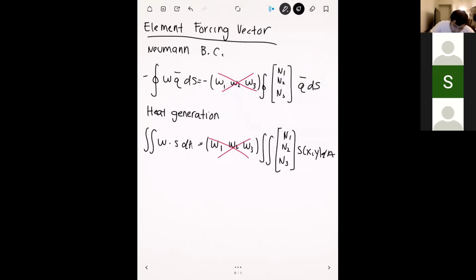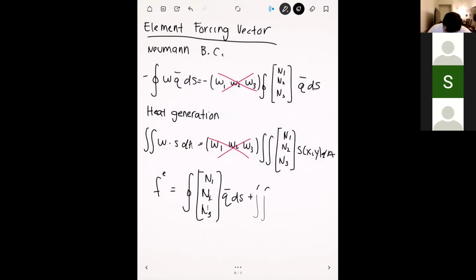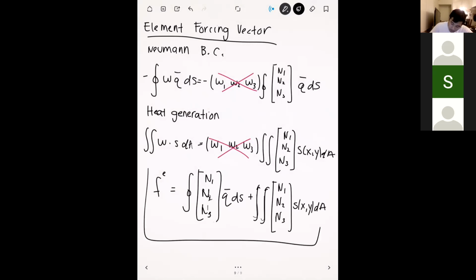And so our element forcing vector, thankfully, is a lot more compact than our element stiffness matrix. It's going to be just the sum of these two terms. So we have the line integral of N1, N2, N3 times q bar ds, plus the double integral of N1, N2, N3 times S of x and y, dA. A lot more compact because we don't have to deal with any derivatives.